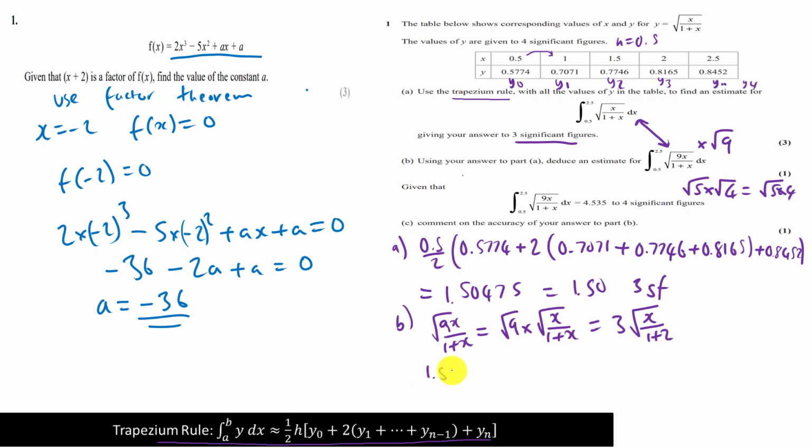So 1.50475 times 3 equals, to 4 significant figures, 4.514. No, deduce an estimate, so that's part B. The next part is that, so that's 4.51 to 3 significant figures. Now part C, now remember that's actually 4.51425.